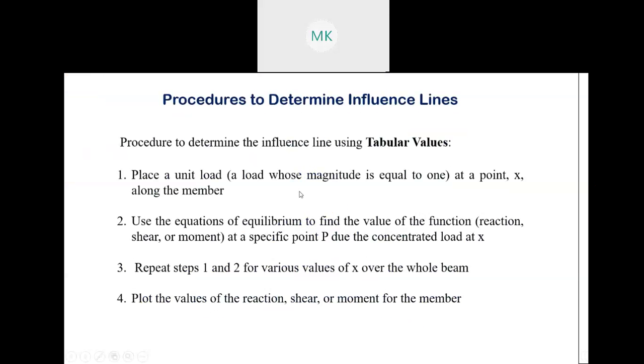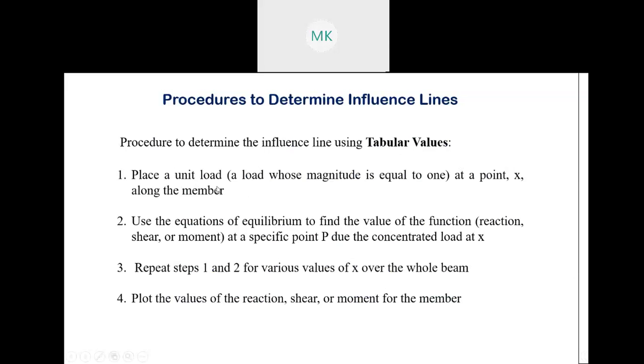So here you see how we need to find these influence lines. There is a procedure we need to follow, going one by one, step by step. Here this is the procedure as per the tabular values. There are two approaches: one is tabular values, one is the influence line equation. When we follow the tabular values, this is how we need to move, and we'll discuss in the later part how we need to go through the equation.